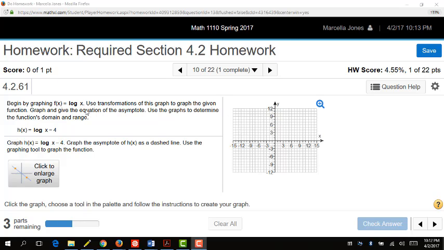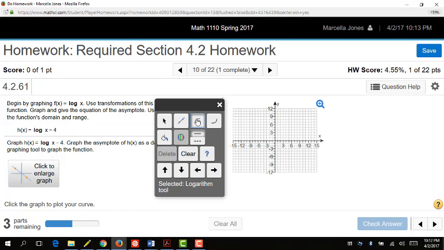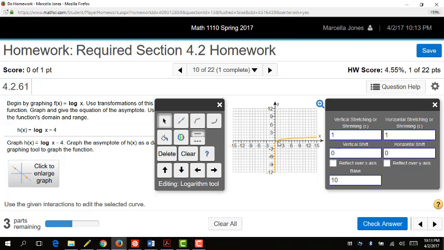So let's start by graphing the common log f of x, which equals the common log of x. So we click on our graph, we pick our logarithmic graphing tool, and we know that when x is 1, the common log or any log of 1 is always 0. So we know that's a point on our graph.